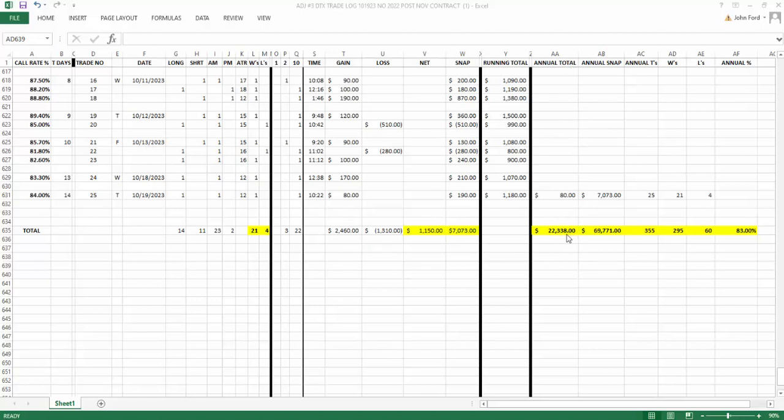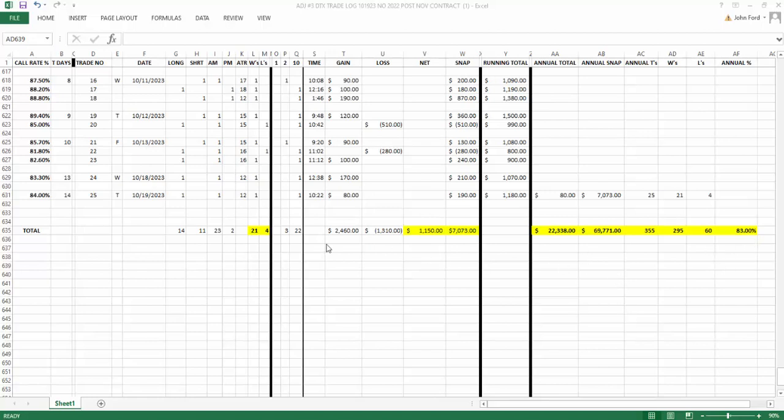Here's our annual total right here of the trades that our trader took when he called the trade and what he actually took out. So in this case it's 22,338, but the snap means how much did the trade actually produce if you were lucky enough to hold on to the very end, which never happens, but this gives you an idea of what the trade actually produced here. And this would be our annual percent right now at 83%.